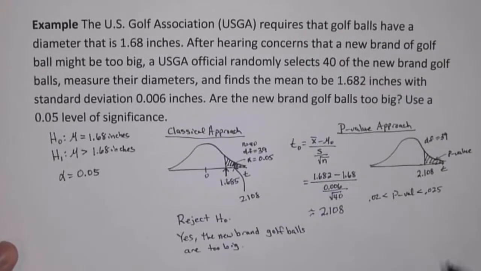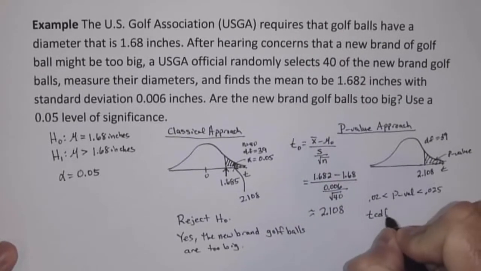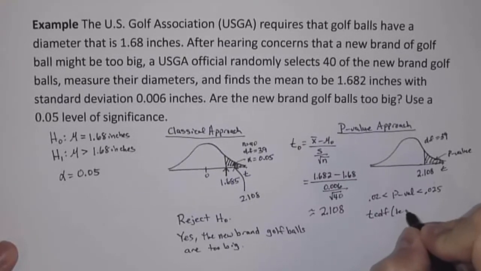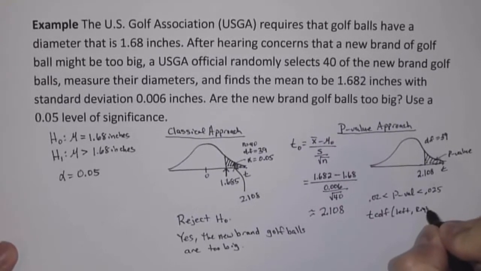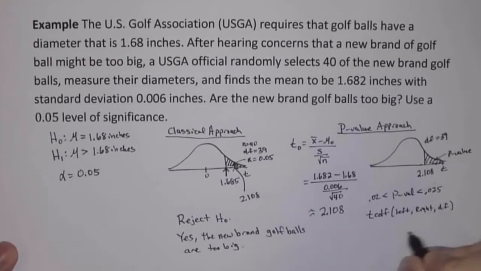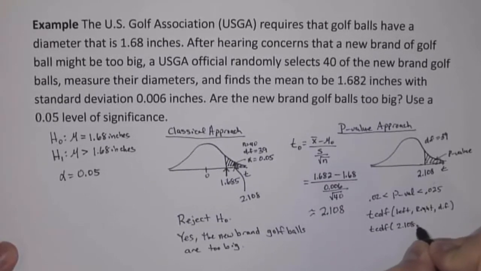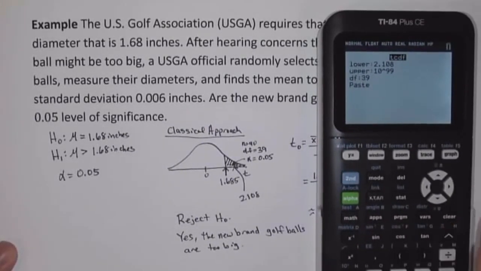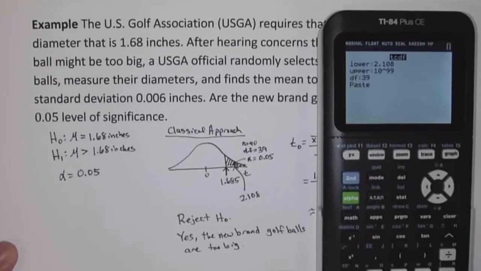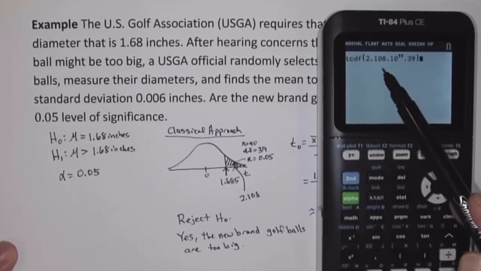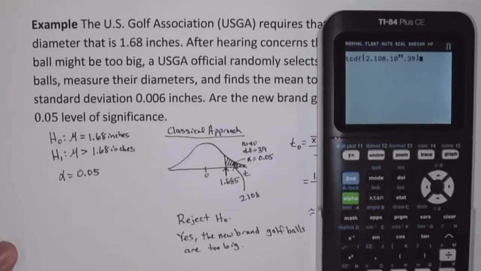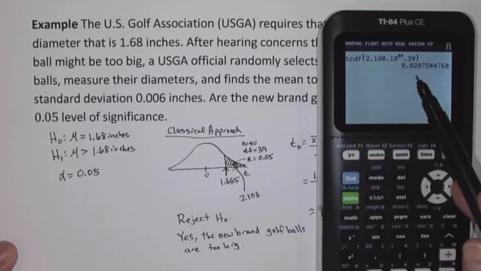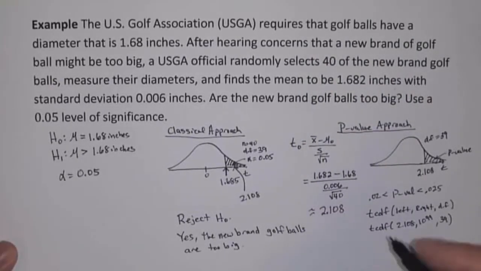So my command is going to be tcdf. As a general rule, we're going to have a left boundary, a right boundary, and then we're going to put in the degrees of freedom. So in this case, it's tcdf, going from 2.108 to a big positive number, and we have 39 degrees of freedom. So this is my command. If I bring back in my calculator, now I entered that information in this window, but when I paste, I get that command, 2.108 to a big positive number with 39 degrees of freedom, and so that gives me 0.0208 as my p-value.